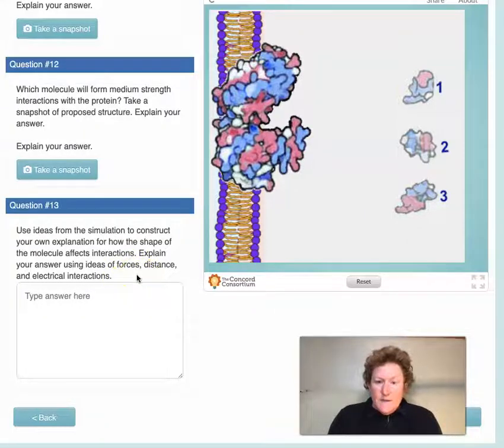Think about distance. Distance affects the force, the size of the force created by the charge. Think about having two magnets far apart. You can't really feel the electrostatic magnetic force. If you put them together, you can kind of feel that force get larger as they get closer to each other. And then electrical interactions. That's positive with negative.